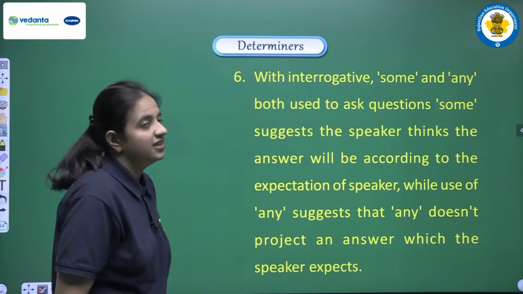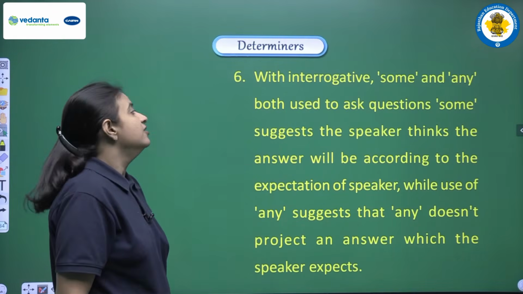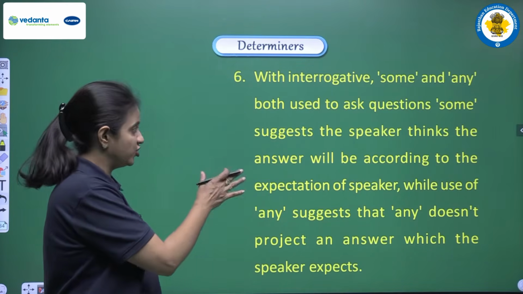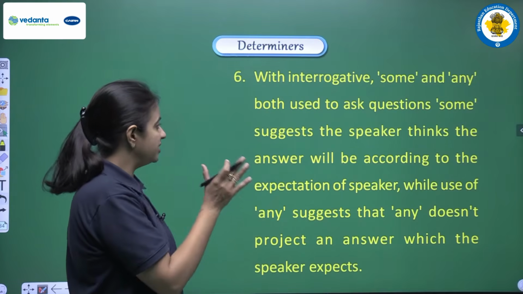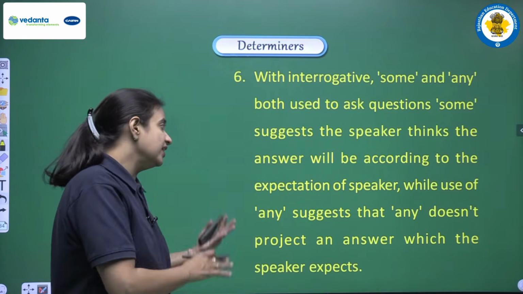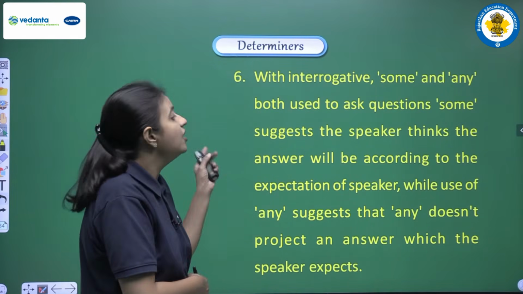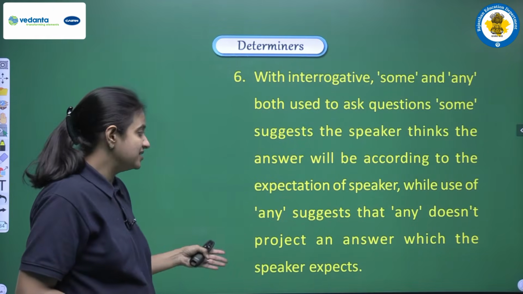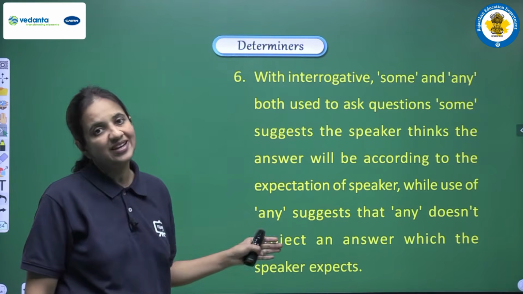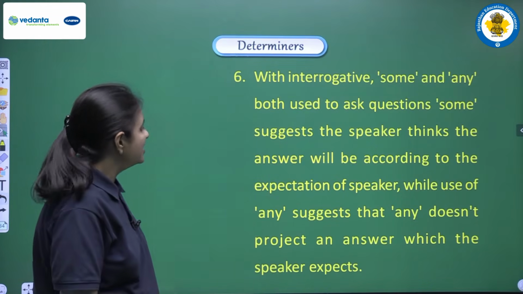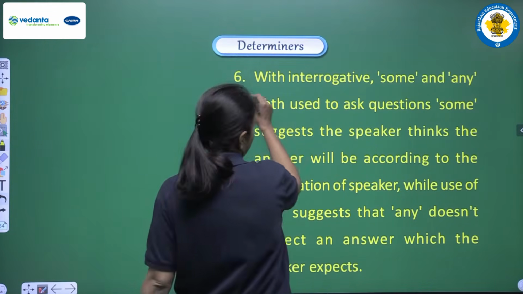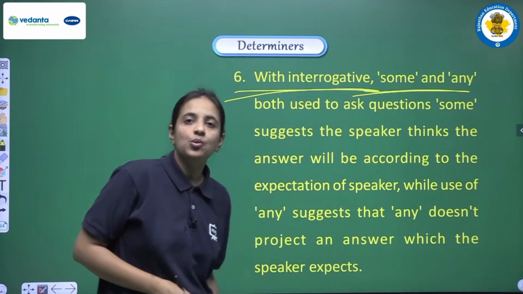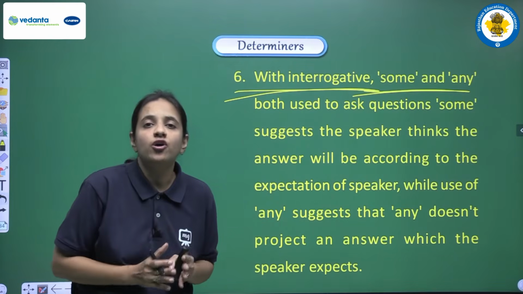Next, let's see the use of some and any. With interrogatives, some and any are both used to ask questions. Some suggests the speaker thinks the answer will be according to the speaker's expectations, while the use of any does not project an answer which the speaker expects. So what does it mean? It means that if we are having an interrogative sentence, some and any are both words that can be used, but what is the difference?